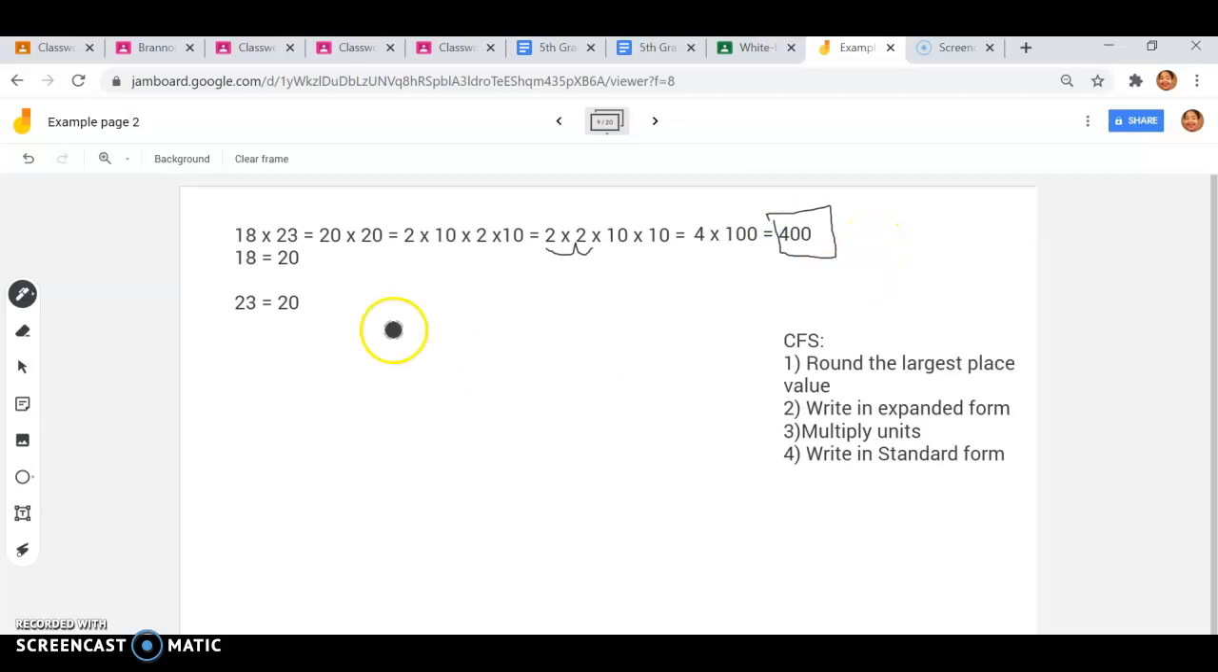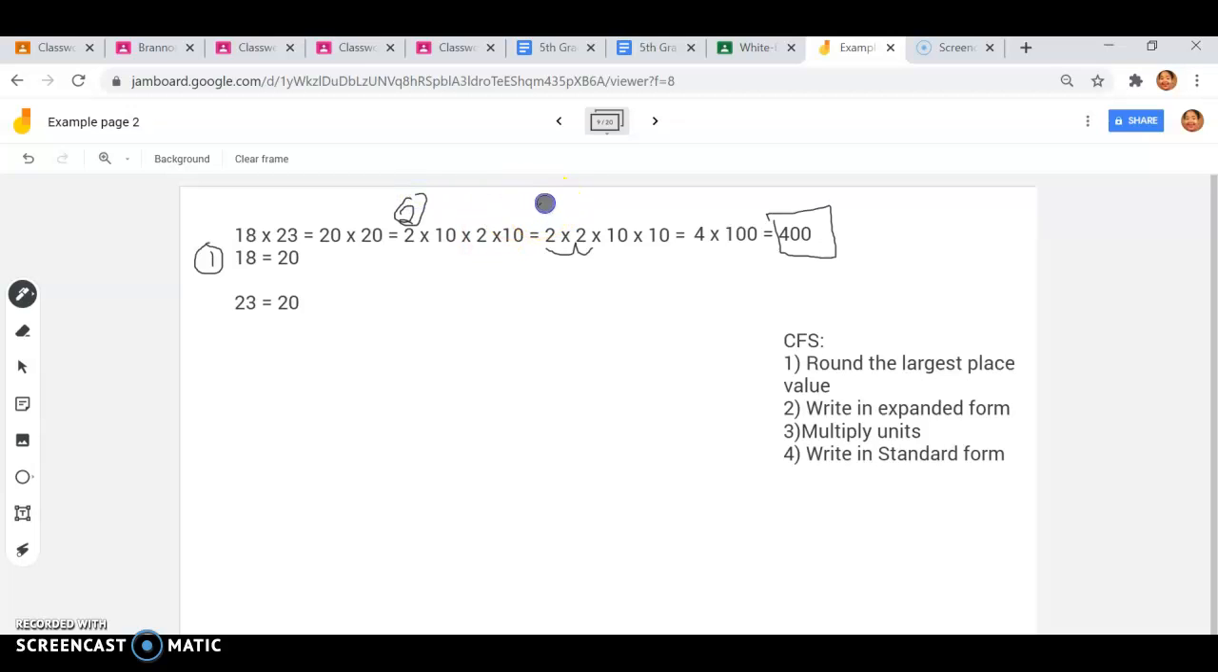Okay? So step number 1, we rounded to the largest place value. Right here we have step number 1. We rounded 18 to 20 and then 23 to 20. Step number 2 is we wrote this out in expanded form.